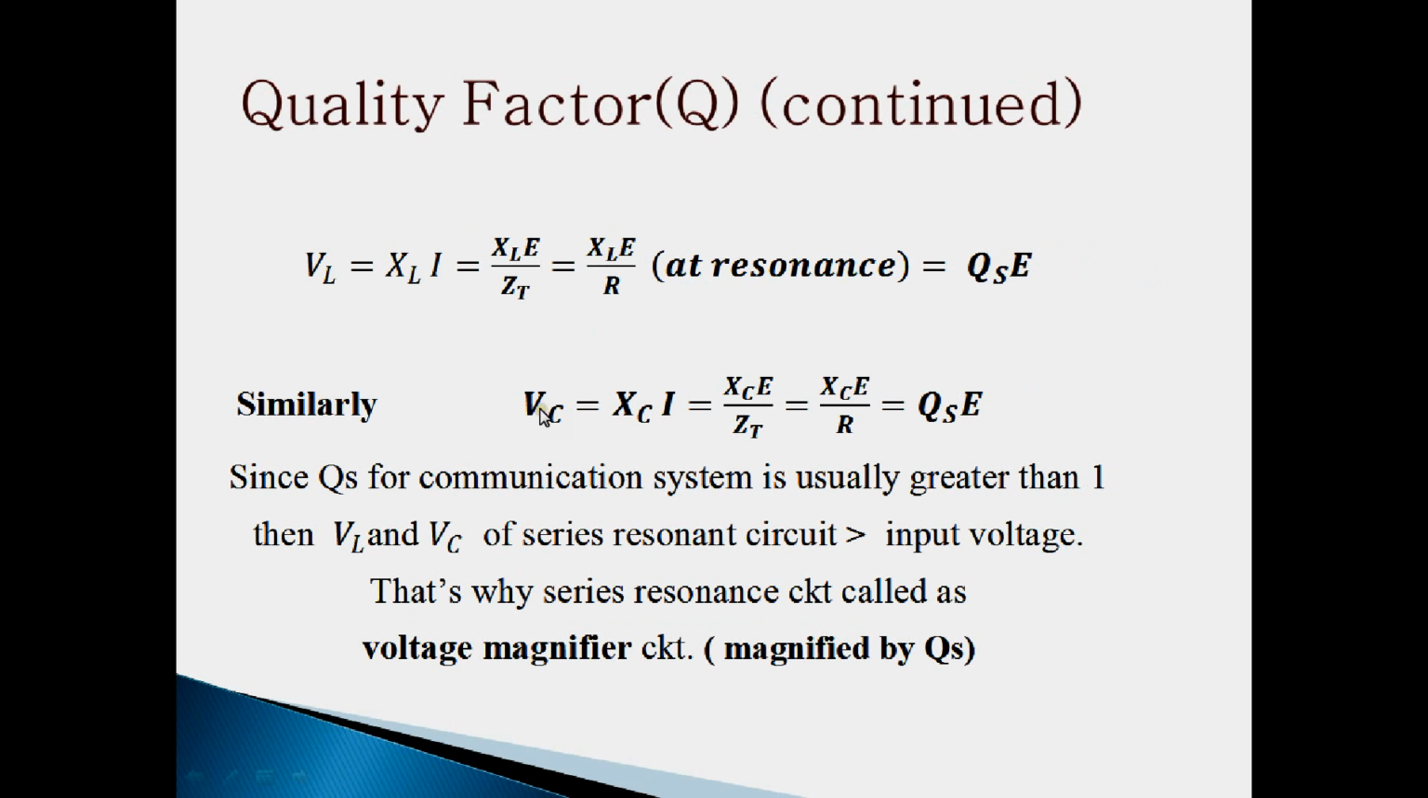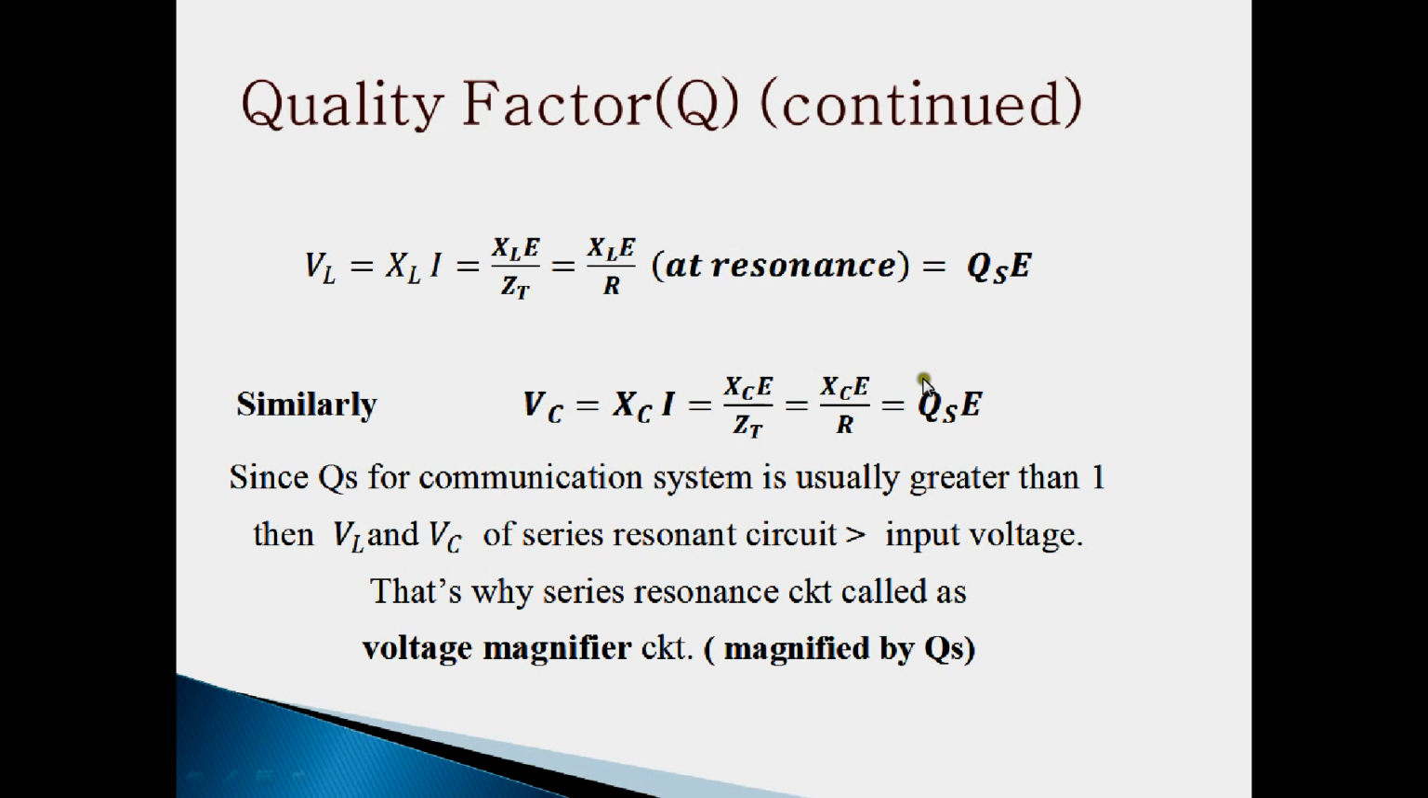Similarly, for voltage across capacitor we have the formula Xc into I. So it is equal to Xc, and I is equal to applied voltage divided by total impedance. At resonance, impedance is R. So Xc into applied voltage E divided by R is equal to quality factor at resonance into applied voltage. So VL and VC at resonance are equal, both are equal, and the answer is quality factor at resonance into applied voltage.